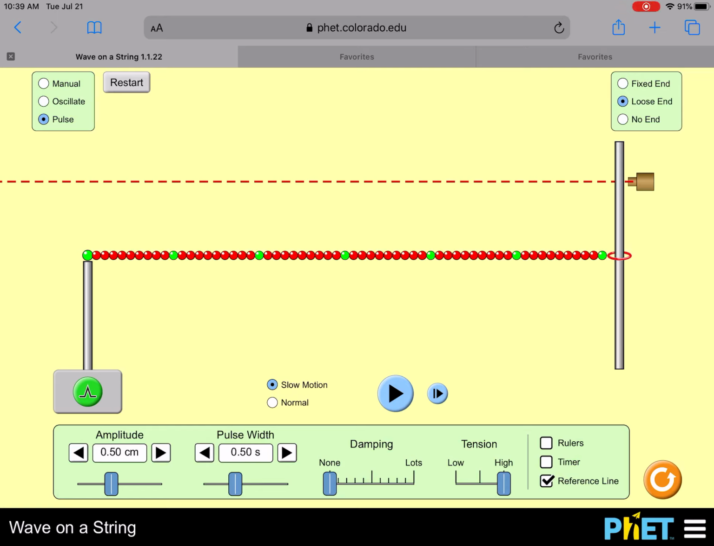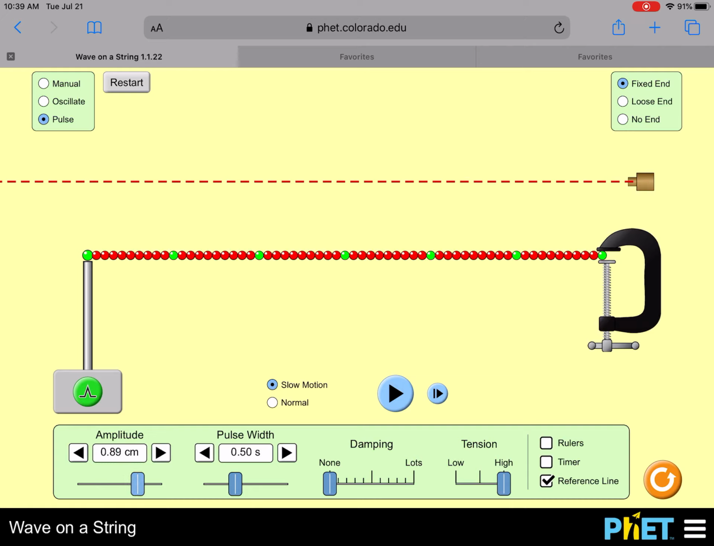Hey folks, in the last video we did constructive interference, when the waves added together. This time we're going to do destructive interference. So I'm going to change this to a fixed end, and I'm going to put this back to the 1 centimeter that we had there. And why am I doing that? Well, let's take a look at what happens first.